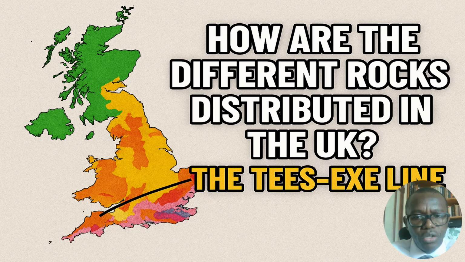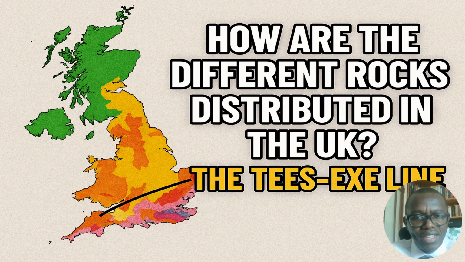In these shorter revision videos, we are going to be breaking down different concepts within the GCSE Geography specification. The aim of this is to help us understand the concepts better and to give us the information and confidence we need to answer exam questions. In today's video, we are going to be discussing the different rock types there are, examples of them, and how they are distributed across the UK. We will also discuss the Tees-Exe Line, what it is, and its significance when studying the geology of the UK. This information is relevant for all GCSE geography specifications.